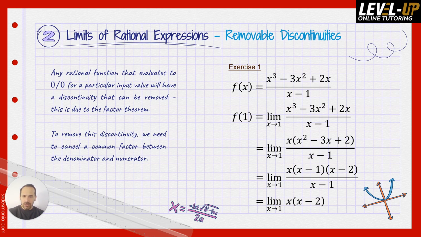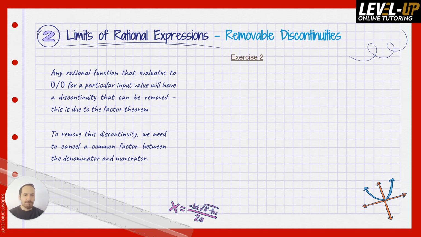Notice now we can substitute in x equals 1. That's not a problem anymore because we just get 1 times -1, which is -1. So we've shown that at x equals 1, where at first it appeared there would be a discontinuity, there actually isn't. Y equals -1 when x equals 1. So that's an example of a removable discontinuity.